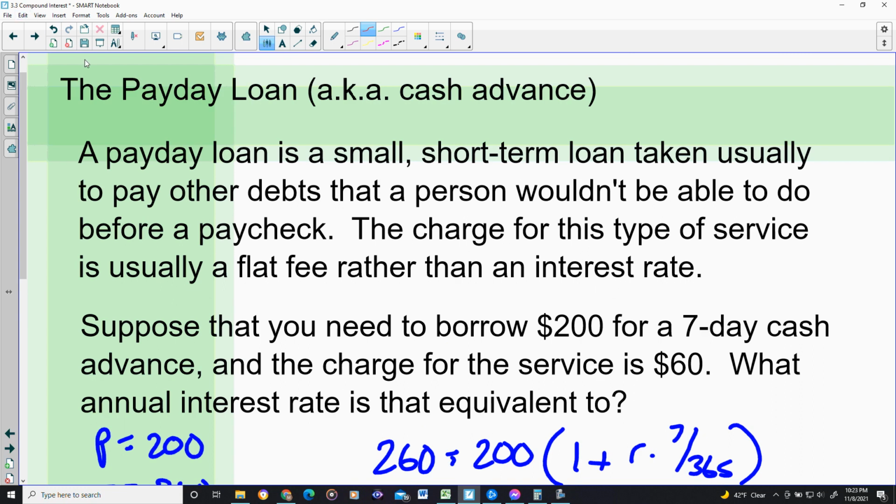Okay, so that covers some basics of the simple interest part. I'm going to stop this video here and add some practice problems there. And then we're going to pick up again with compound interest in just a second.